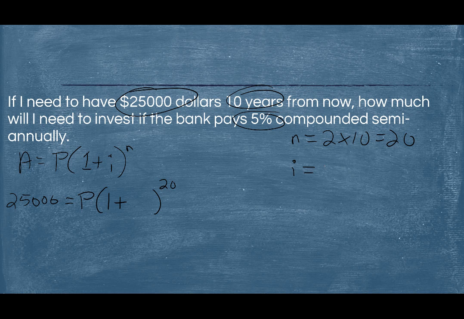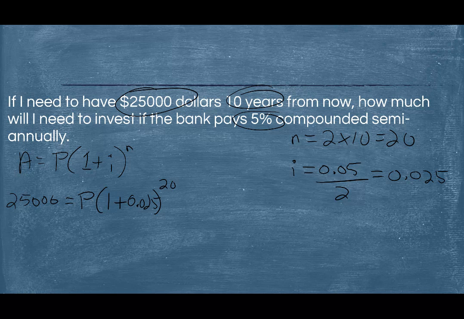It's 5%, which is 0.05 in decimal, divided by how many times do I compound it per year? 2 times per year. So it's 0.05 divided by 2, which is 0.025. So that's what goes here, 0.025. And now I just have to solve this thing. If I just calculate that out, it'll give me a decimal, and I can divide 25,000 by it. That's probably the easiest way to do it.